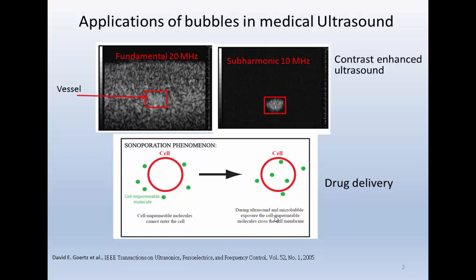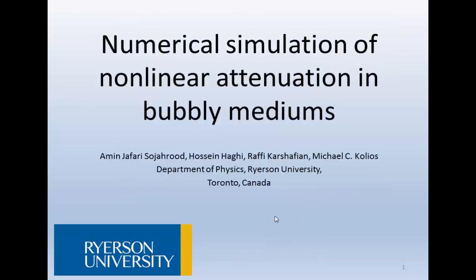Also, the oscillations of these bubbles near the cells create shear stress on the cell wall, and it increases the permeability of the cell to the previously impermeable macromolecules, and they can go into the blood and they can go into the cells much more easily.